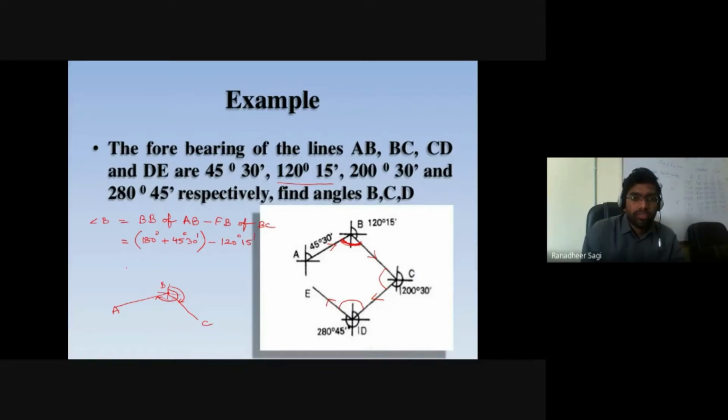So if I just try to calculate, this total comes out to be 225 degrees 30 minutes minus 120 degrees 15 minutes. So 225 minus 120 is 105 degrees, and 30 minutes minus 15 minutes is 15 minutes. So 105 degrees 15 minutes becomes the included angle at your point B.